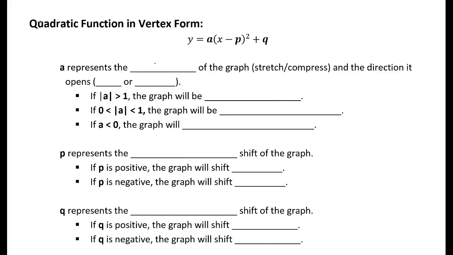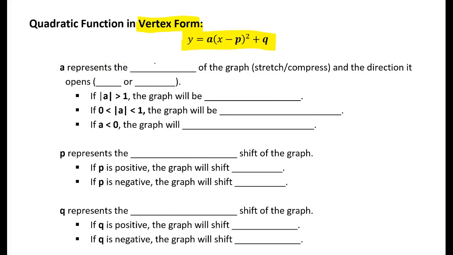So quadratic functions in vertex form. This baby here functions the same way that y equals ax squared plus bx plus c worked for a general form. So this is what we call vertex form.